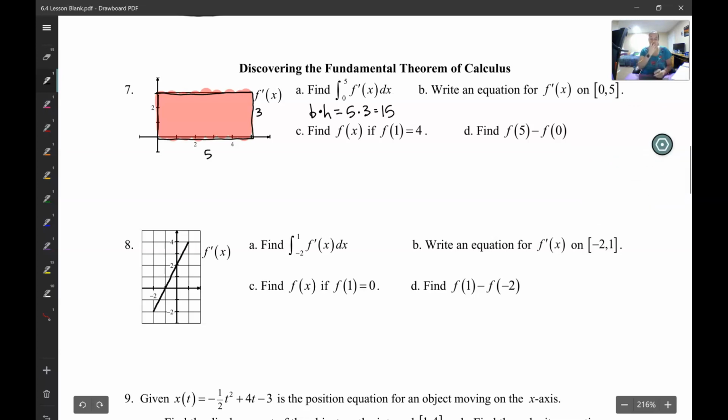Okay, B. Write an equation for f prime. So let's see. The equation for this is just a straight line at 3. So the equation should be y equals 3.